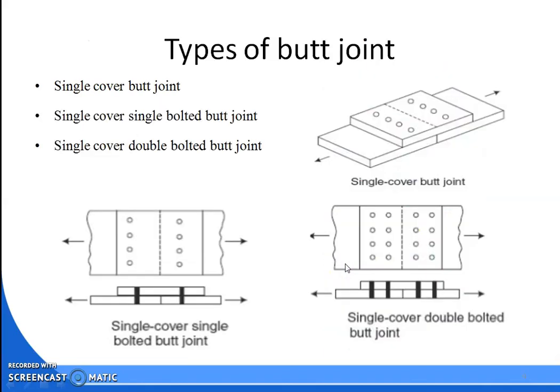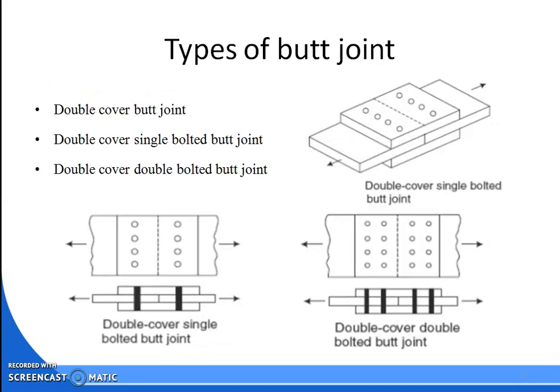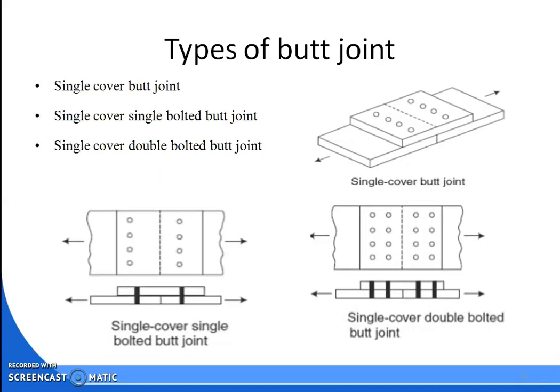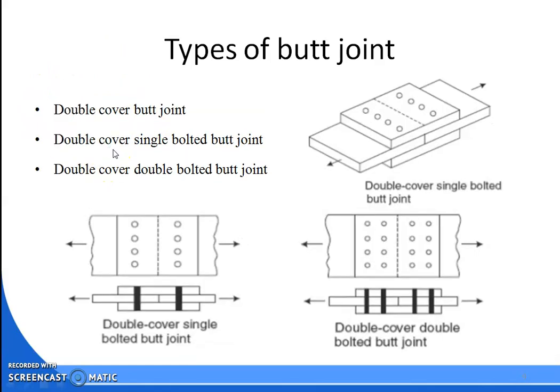Okay, so next one is your types of butt joint. Your lap joint has 4 types, and now your butt joint has 3 types. Of these, 3 types are included in the single cover butt joint, and another 3 types are included in the double cover butt joint. So in total your butt joint includes 6 kinds of variations.